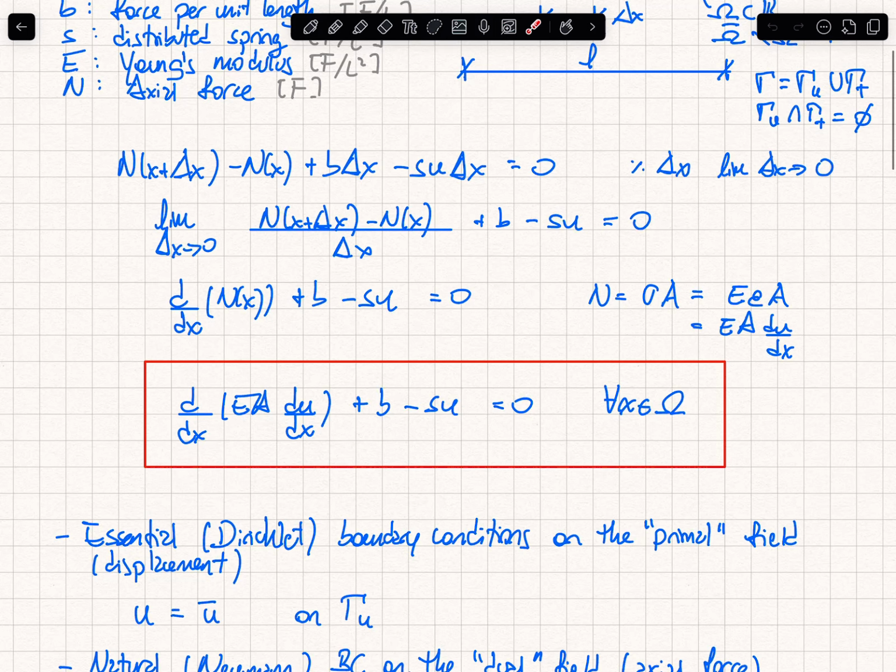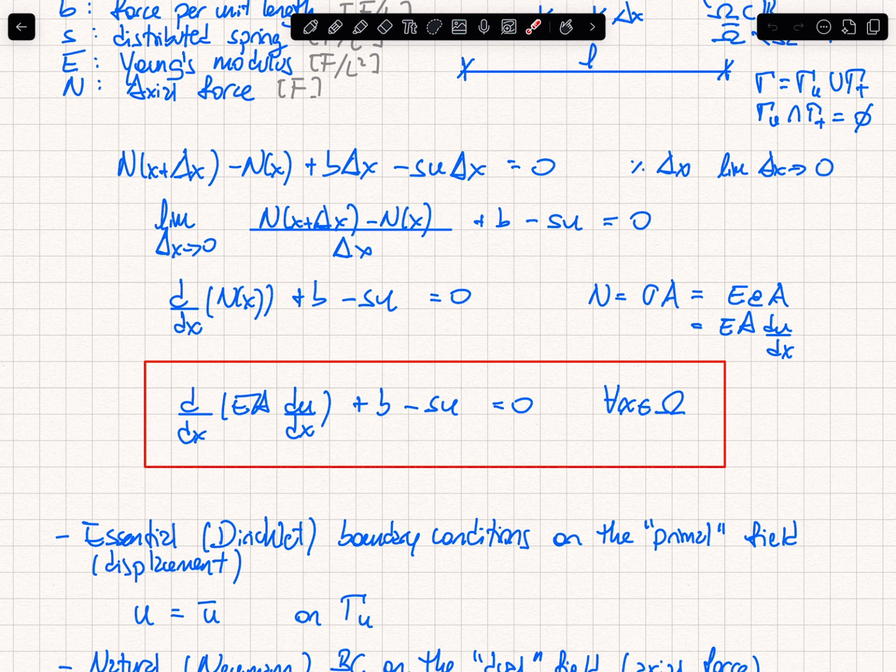And so when you plug in what is the value of the force, remember that force is equal to the stress multiplied by the area. And if you assume that you have linearity, right, between stress and strain, so you have Hooke's law, then all of that is basically EA du dx, right? So we have our strain, our simplest strain, right?